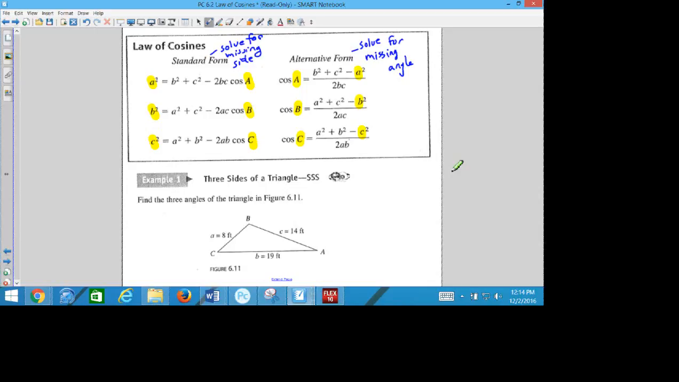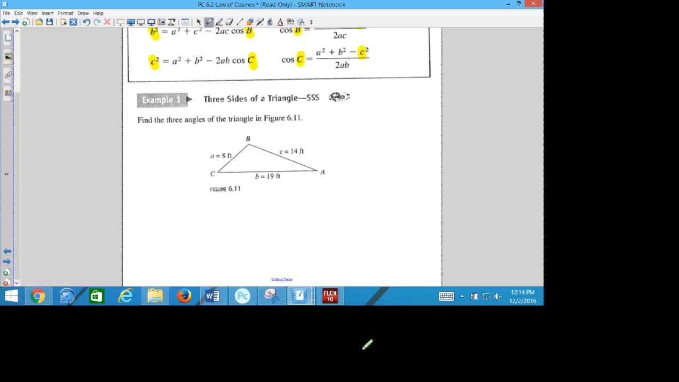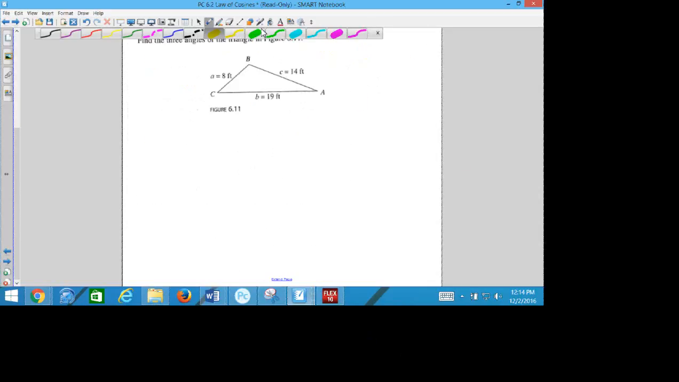All right, so let's see how this formula works. With example 1, find all 3 angles. So let's start by finding angle A. To find angle A, we're going to do cosine angle A equals, and we take the other 2 sides that are not A and square them. The other 2 sides that are not A. So 14 squared and 19 squared.